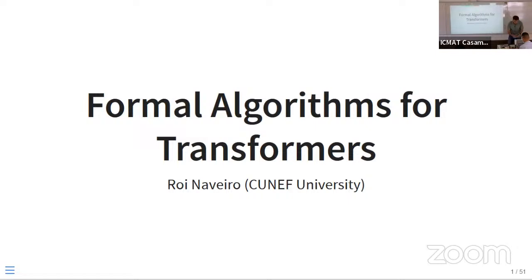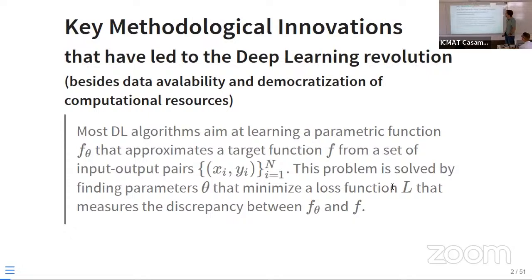I'd like to start with a slide about what I think are the key methodological innovations that have led to the deep learning revolution. I'm just going to talk about methodological innovations, but keep in mind that the main responsible for this revolution is data availability. We have a lot of data available nowadays, and the democratization of computational resources, like computing in a massive system with a lot of GPUs, is very easy, like anyone can do it.